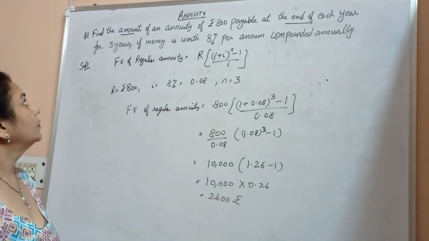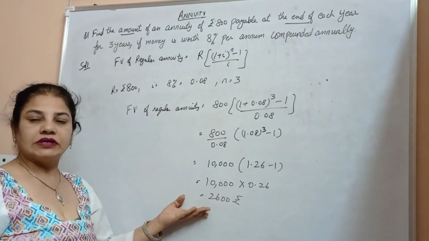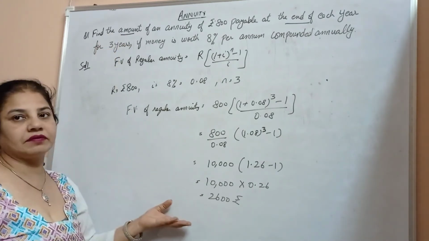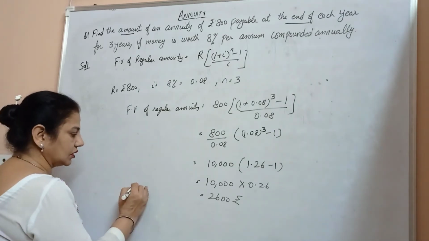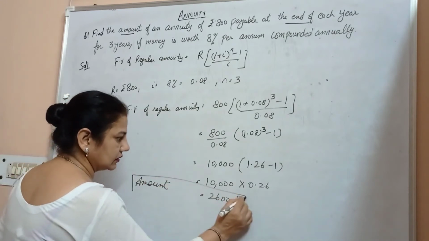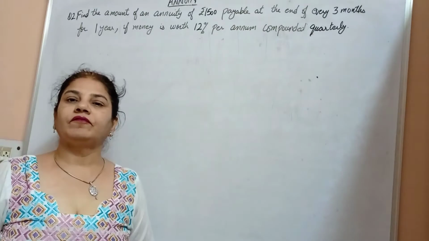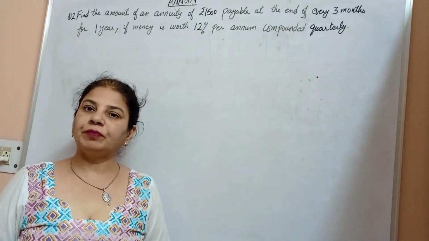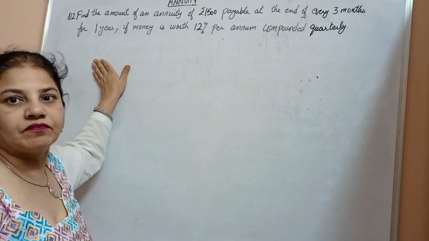So the amount we have to calculate, we have to find the amount. So the amount is given as 2,600, or you can say the future value of regular annuity is 2,600. So future value or the amount is given as 2,600 rupees.